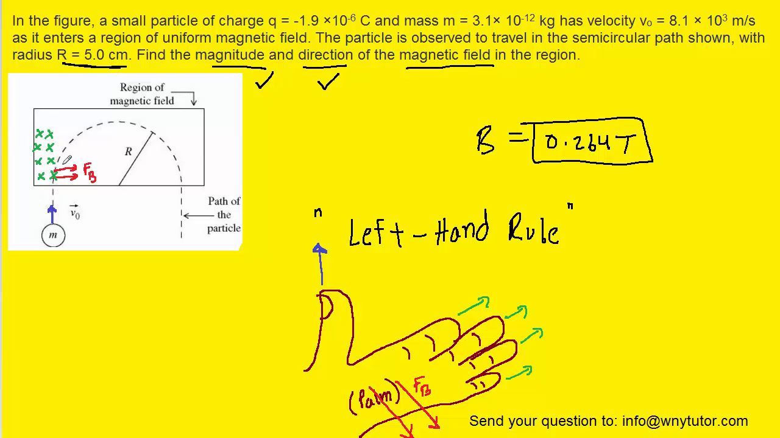So, in short, the direction of the magnetic field will be into the page, or into the screen, if you prefer. And so this is the final answer to the question.